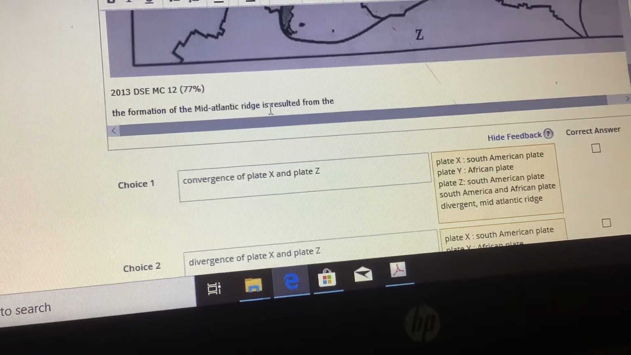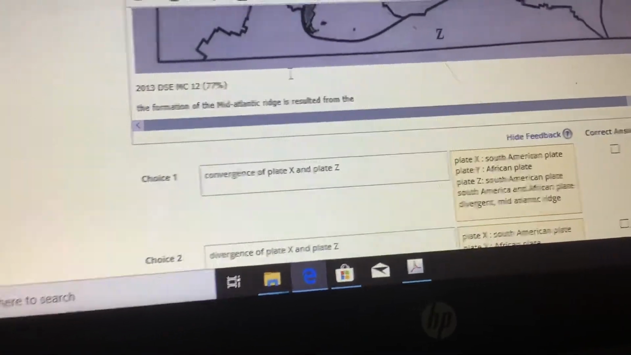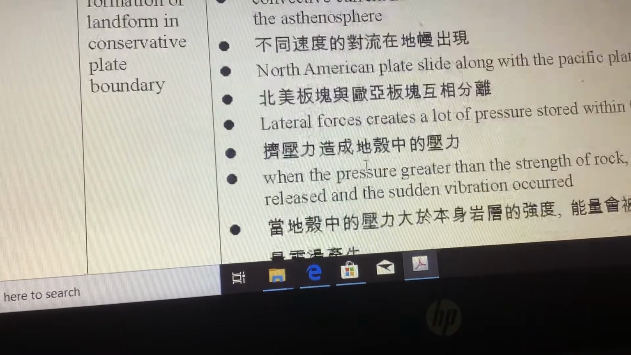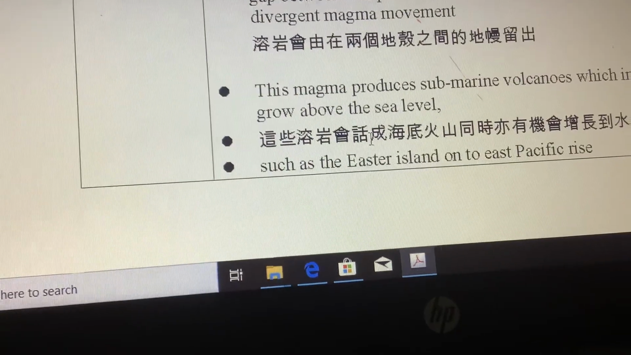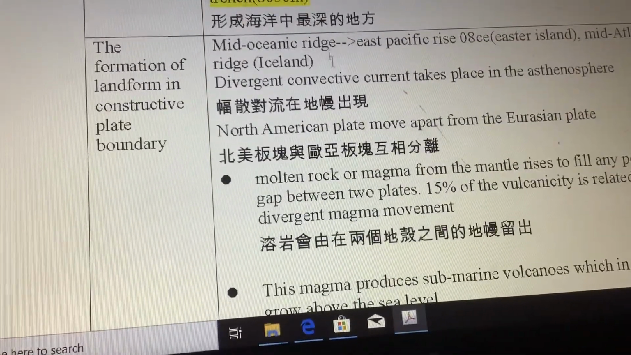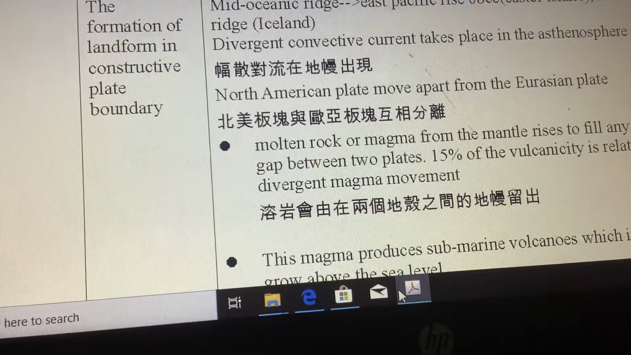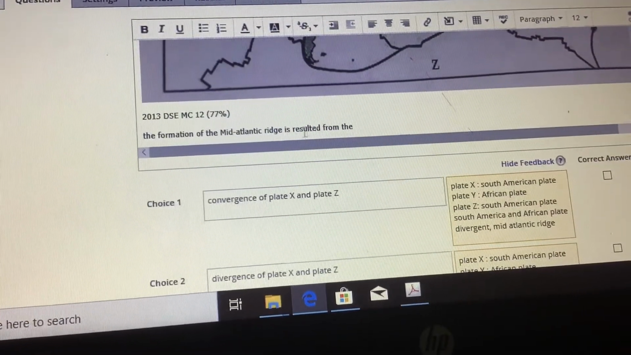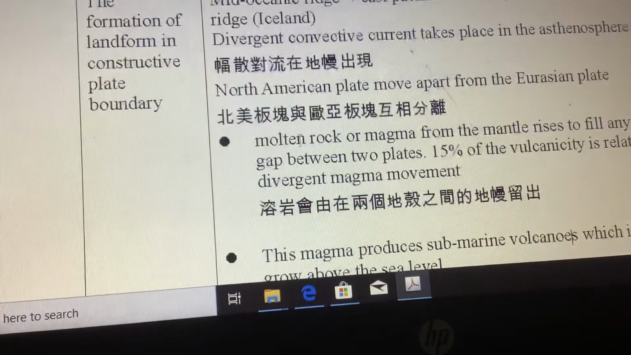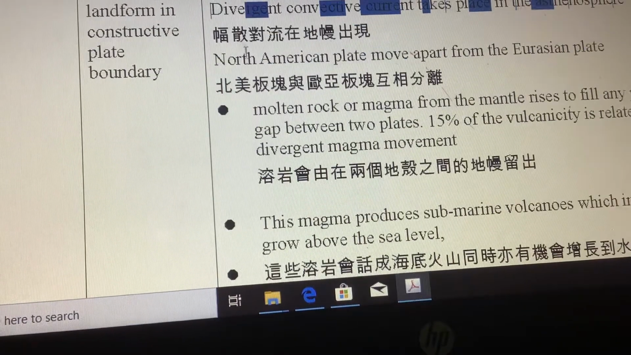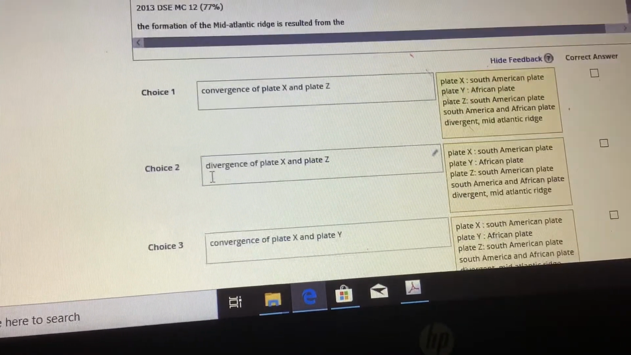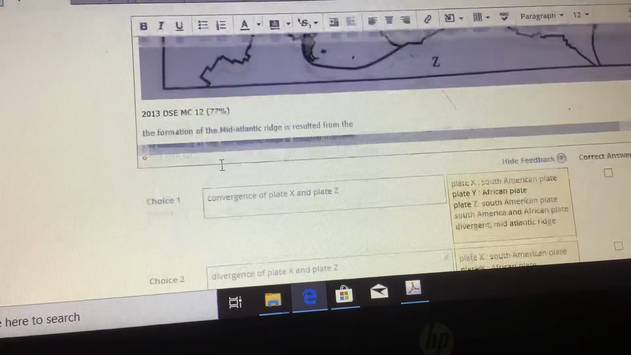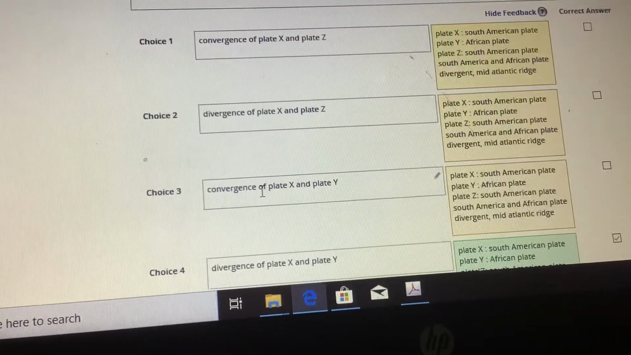The formation of the Mid-Atlantic Ridge is always talking about a constructive plate boundary. Where can we find the constructive plate boundary? Page 3, you can see Iceland. Iceland is on the Mid-Atlantic Ridge. So the formation of the Mid-Atlantic Ridge, constructive plate boundary, divergent force. If it's divergent force, number 1 is wrong, number 2 may be correct, but let's check it out later. Number 3 is wrong.